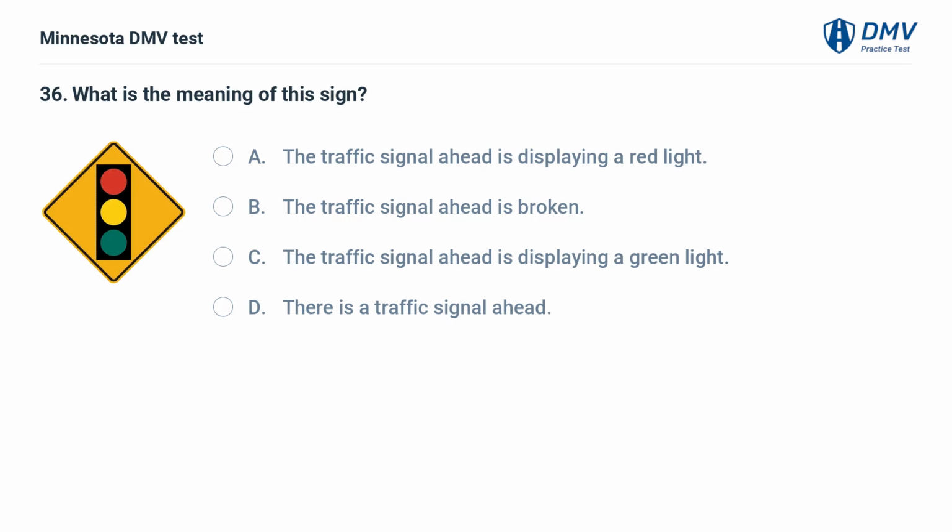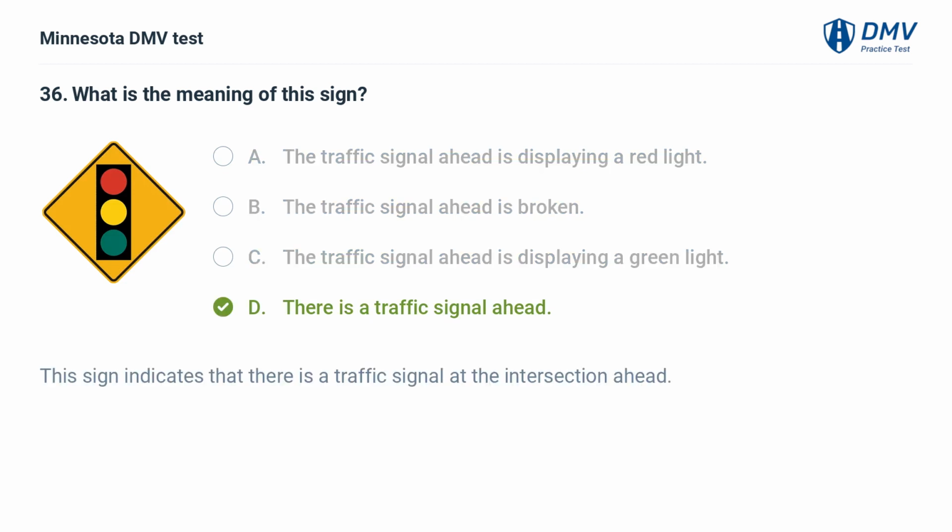What is the meaning of this sign? A. The traffic signal ahead is displaying a red light. B. The traffic signal ahead is broken. C. The traffic signal ahead is displaying a green light. D. There is a traffic signal ahead. D. There is a traffic signal ahead. This sign indicates that there is a traffic signal at the intersection ahead.